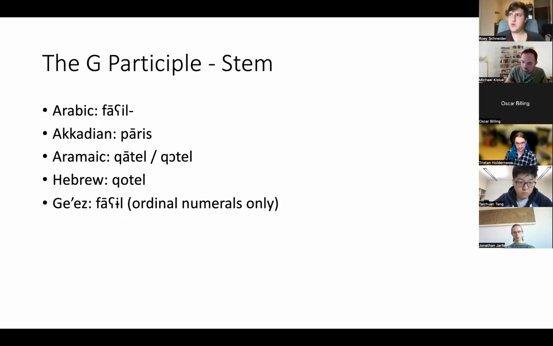So if we look at the patterns, or some of the patterns that are most common between the different languages, some nice examples would be the participle of the G stem. You can see that, or does anyone want to read?